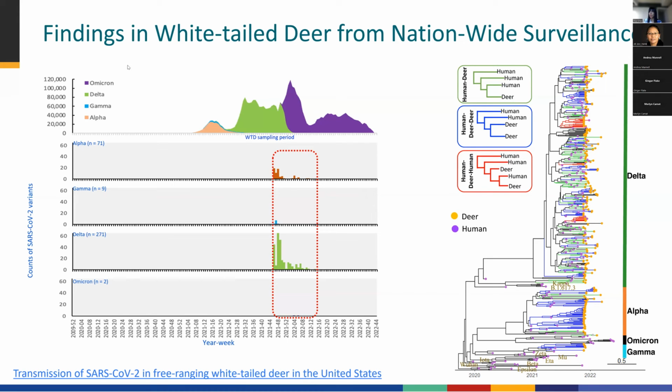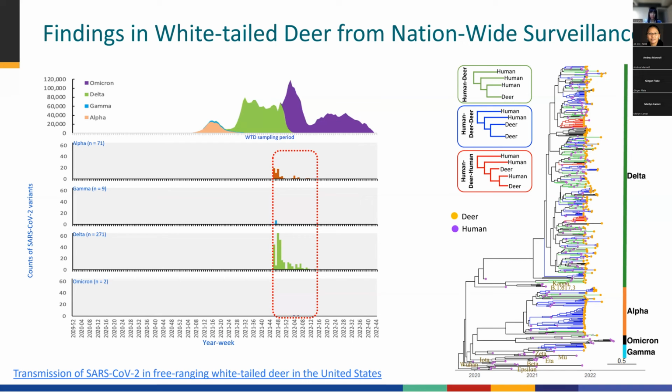And on the top is the predominant variant in the human population at the same time. What you can see is, even though alpha had fizzled out in the human population, we were still finding it in deer. Similarly, delta was fading out in early 2021 in the human population, and we were still finding it in deer, which really suggests that these populations are able to maintain variants of SARS-CoV-2 that have mostly gone extinct in the human population.